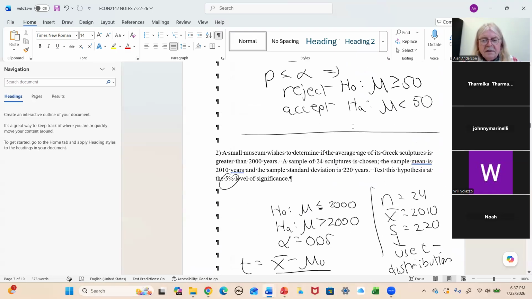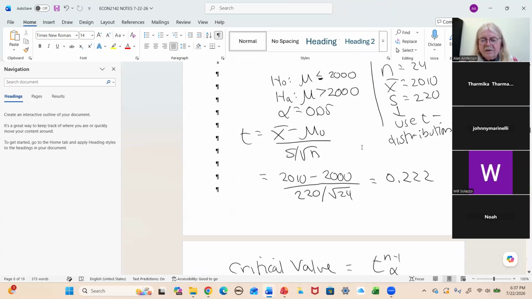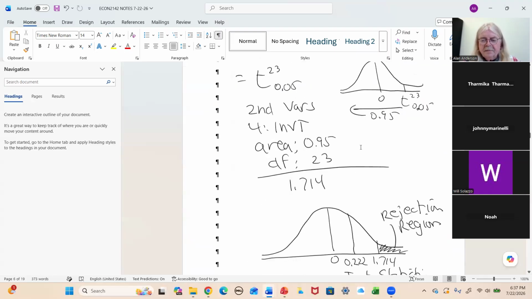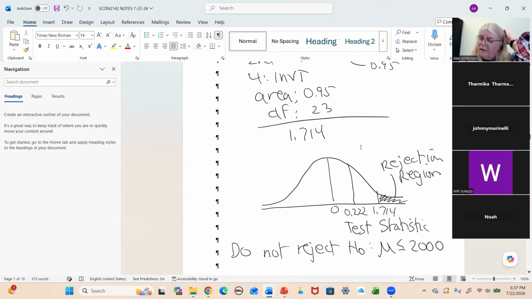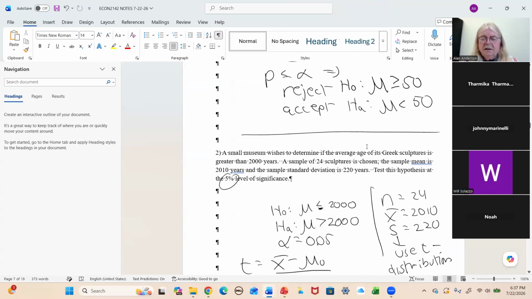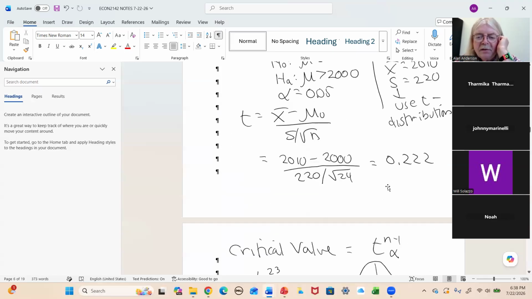So the answer to their question, they want to know if the average age is greater than 2000 years. And the answer is no, or at least we don't have any evidence of it. So in other words, the actual age is less than or equal to 2000. And of course, we can do this as a p-value as well.